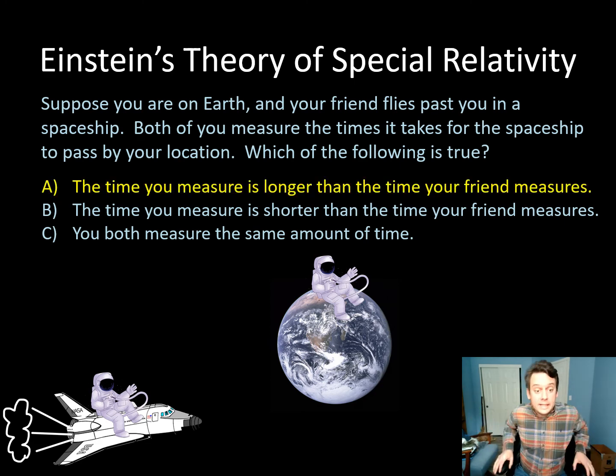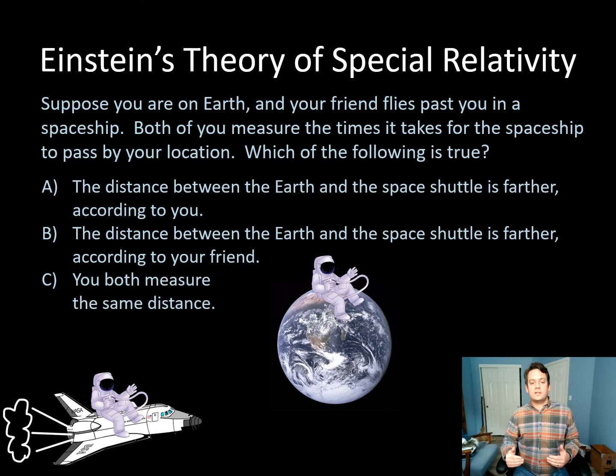Okay, well, let's see what happened here. The correct answer is A. The time that you measure on Earth is longer than the time your friend measures. And this is just a classic example of time dilation. Clocks slow down when you're moving faster. So you're sitting here on Earth while the spacecraft flies by. The spacecraft is moving faster, and so the time as measured on the spacecraft by your friend will be less than the time as measured by you on Earth.